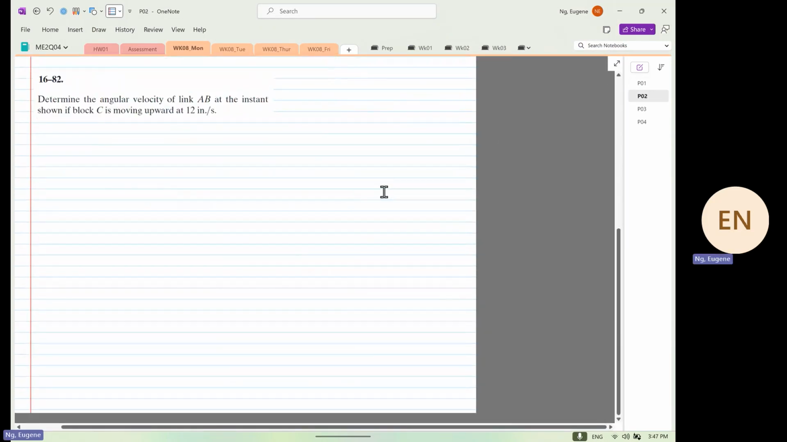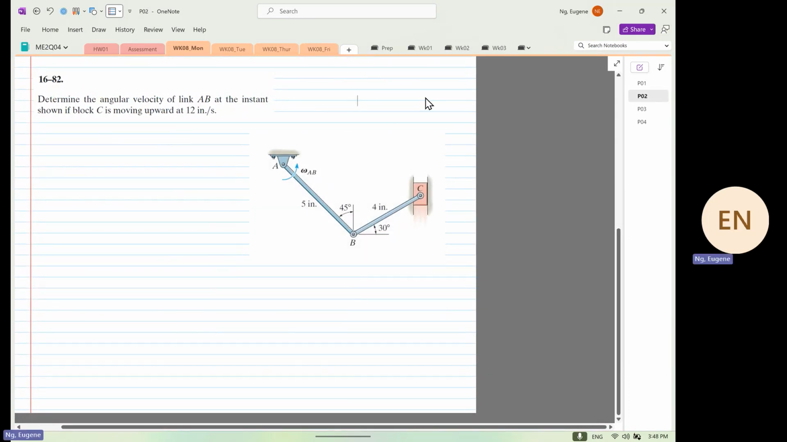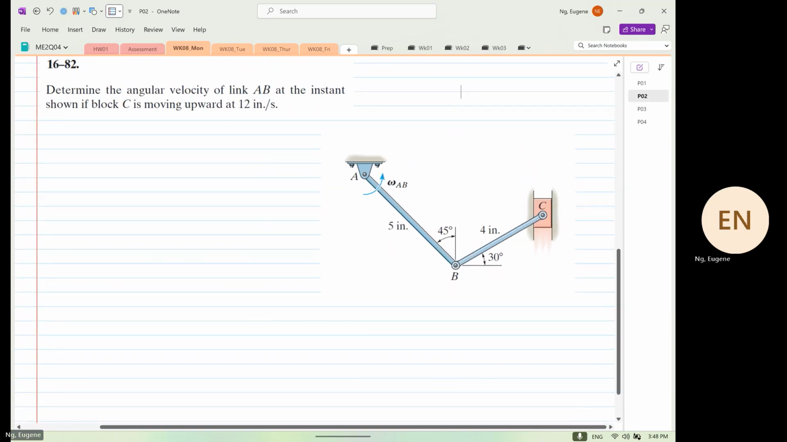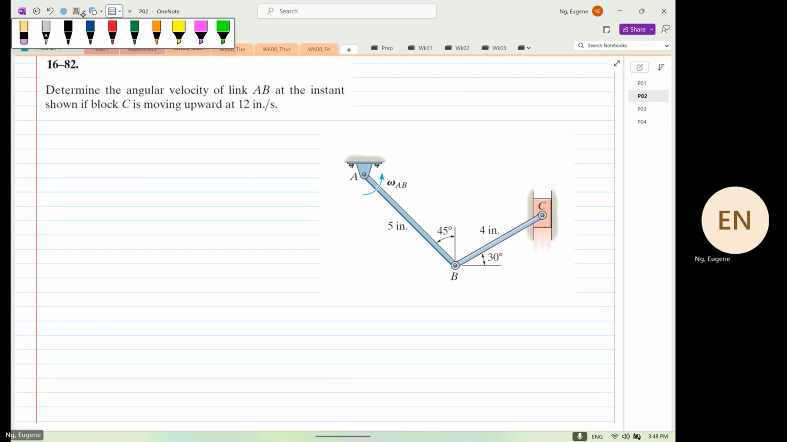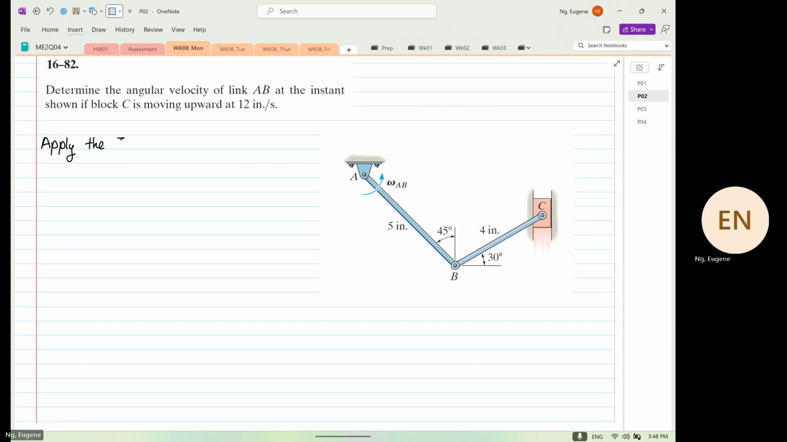Now this can be solved with the technique that we learned before, right? But now we're going to apply the instantaneous center method. You've seen this example before, yes or no? It looks familiar, right? Maybe I did too many questions.